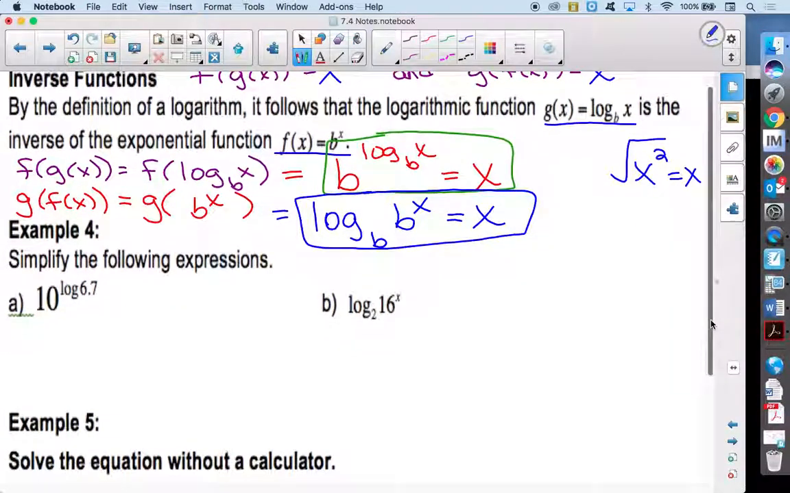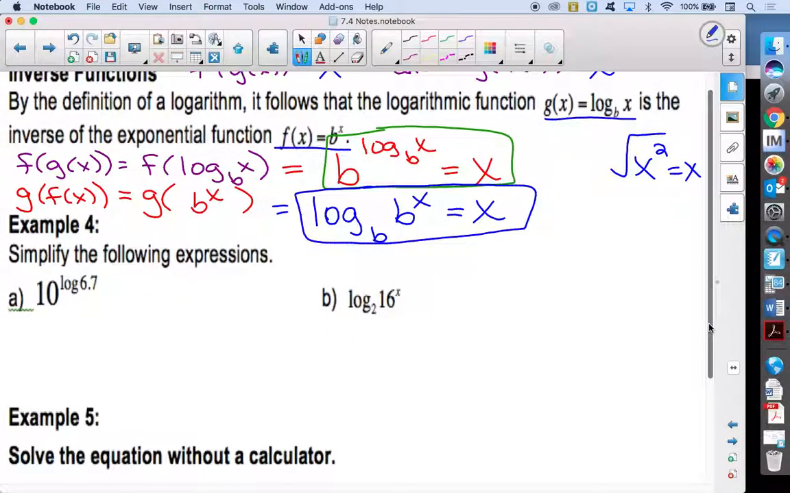So it says to simplify the following expressions. Anytime it says simplify, our goal is to break it down as far as you can go. So we have 10 to the log of 6.7. So that follows this form right here, the one above, because you have a base with an exponent. But the thing that we don't know right now that's not listed is what's the base of the log, because there's not a base written here. And for this to work, the base of the exponent and the base of the log have to be the same. So if it's not written, what is that base?